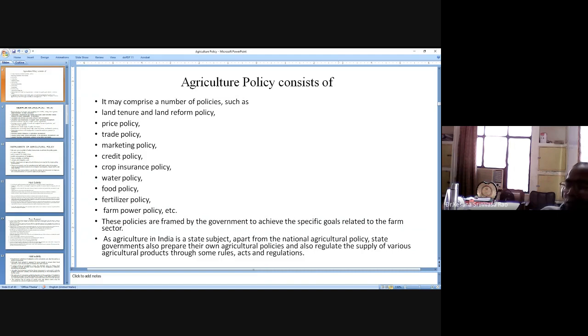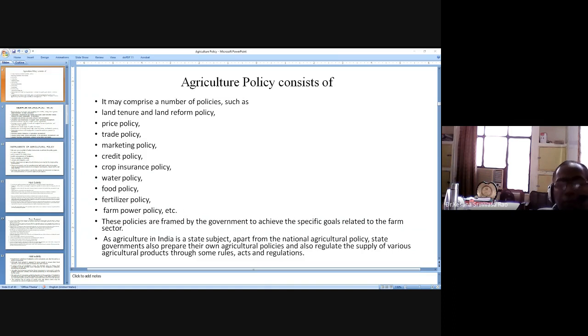Food policy, food grains distribution. Wherever the population is not in a position to earn their livelihood, the government is supplying their food grains, minimum food grains, to each and every family through one type of policy or the other. That is called the food policy, which we have seen.